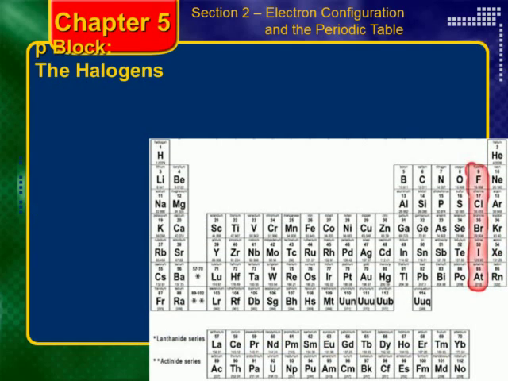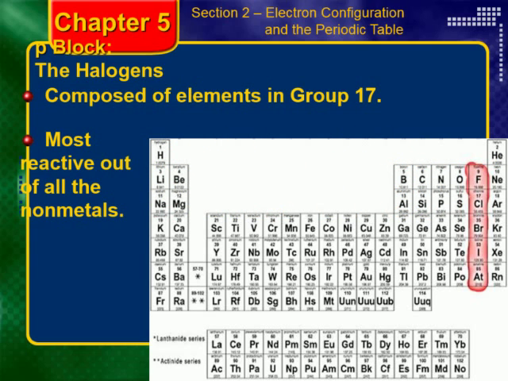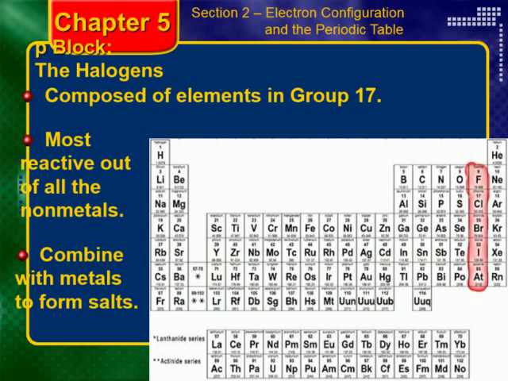Let's look at the halogens specifically here. This is composed of elements in group 17. They're the most reactive elements out of all of the nonmetals. They combine with metals to form salts. Remember, group 1 is going to react with these elements the most violently and the most readily because they're the most reactive.